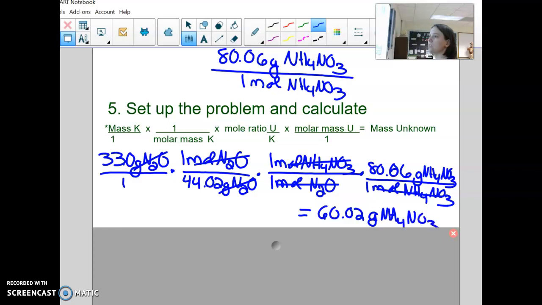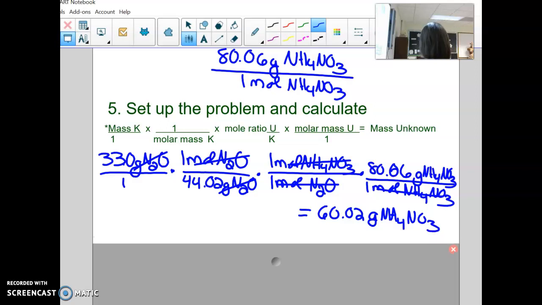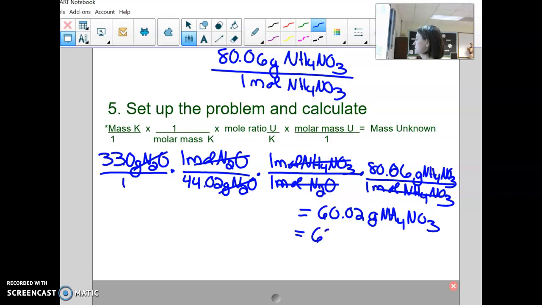All right, so let's see. We have 3 sig figs, so it's going to have to be 60.0. 60.0 grams ammonium nitrate.